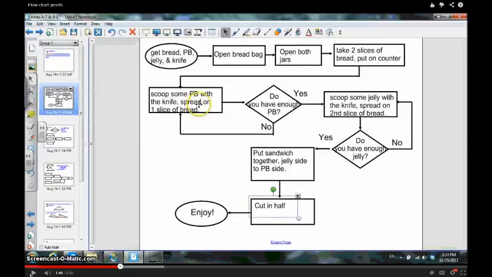And once you can answer yes, then you continue on. Same with jelly. Once you can answer that you have enough, you can answer yes, then you continue on, put this sandwich together, slice it if you prefer, and enjoy it. So that's an example of a flow chart that's not math related.